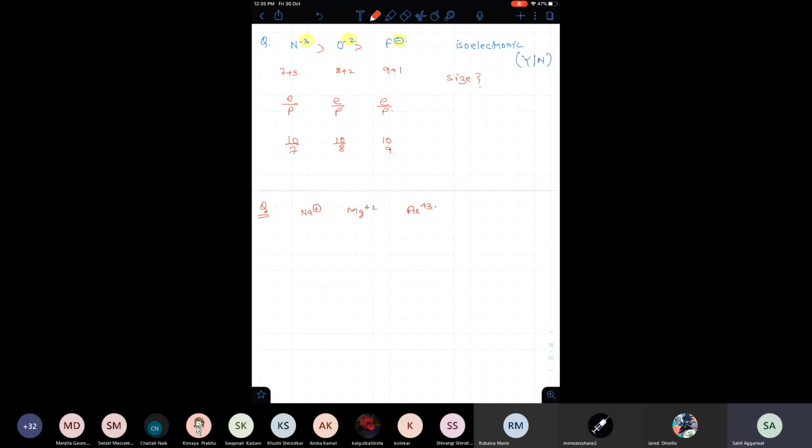So when you said for isoelectronic species ratio of electron to proton, did you mean the number of electrons and the number of protons? Obviously, the number of electrons and number of protons.